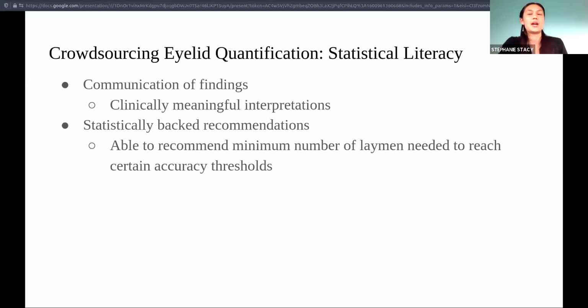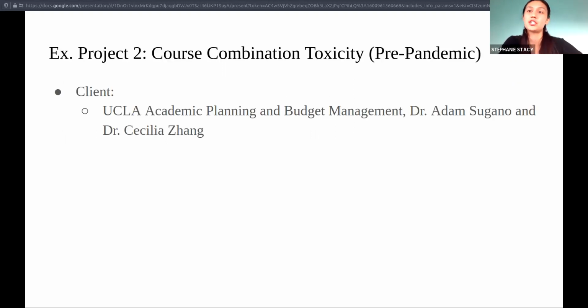So if you think about this, right, it's a lot going on, and it's really amazing that in such a short time, in only 5 weeks, students are able to get so much from it. And it's a really creative process, and I think each project looks a little bit different. So it's cool to work with them and see that product at the end. So the second project that I want to talk a little bit more briefly about is course combination toxicity.